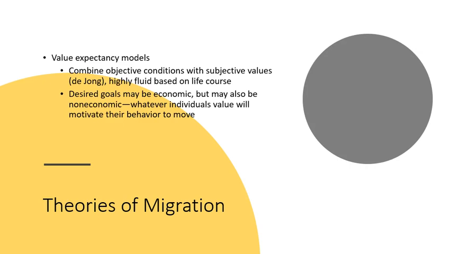Finally, the value expectancy model combines objective conditions with subjective values, as De Jong points out. So this particularly is going to hinge on one's location in the life course. Younger people are more likely to move for job purposes. There's also another period of time when retirees relocate for quality of life purposes and those kinds of things. So the goals may be economic, but also non-economic.